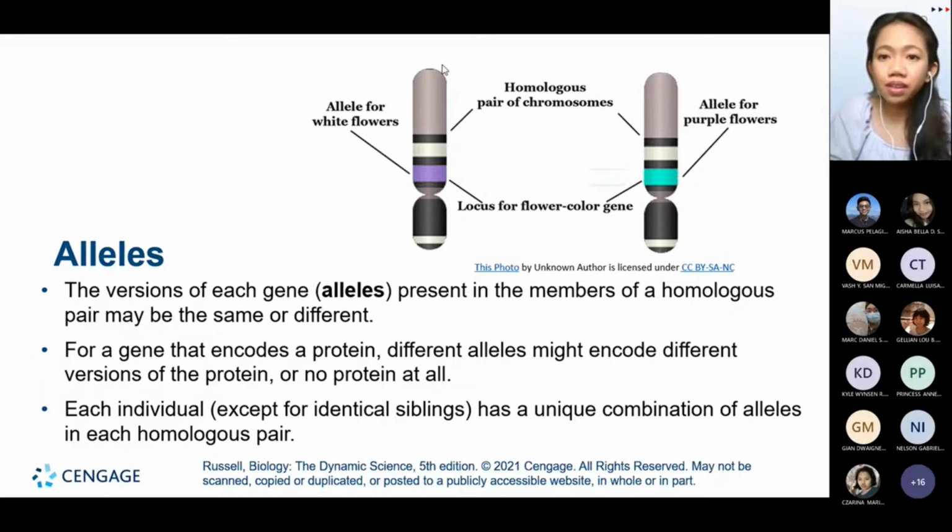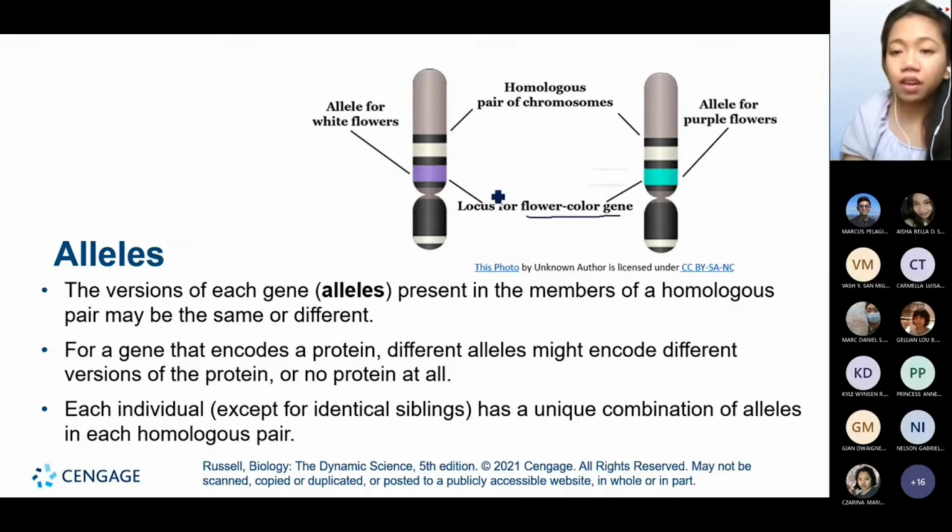So just to simplify this, for example, here, meron tayong dalawang homologous chromosomes. Pag sinabi natin homologous, they have the same type of gene. Like they are responsible for the same type of protein. Now, there can be different versions of the gene, and yun yung tinatawag nating allele. So dito, both of the chromosomes here are in charge of the flower color. Pero the flower color could vary. So according to this, the first chromosome codes for a white flower.